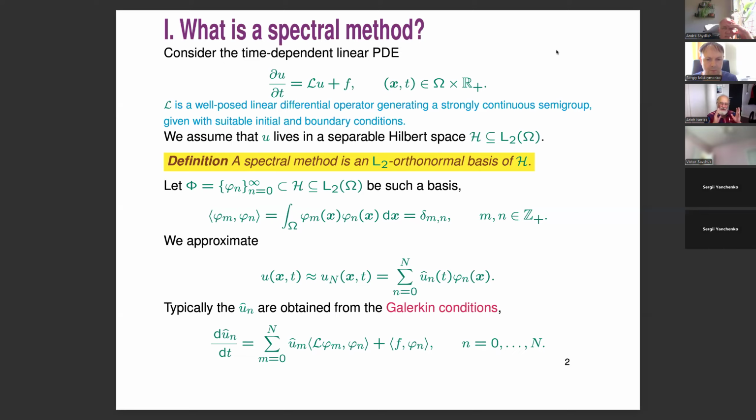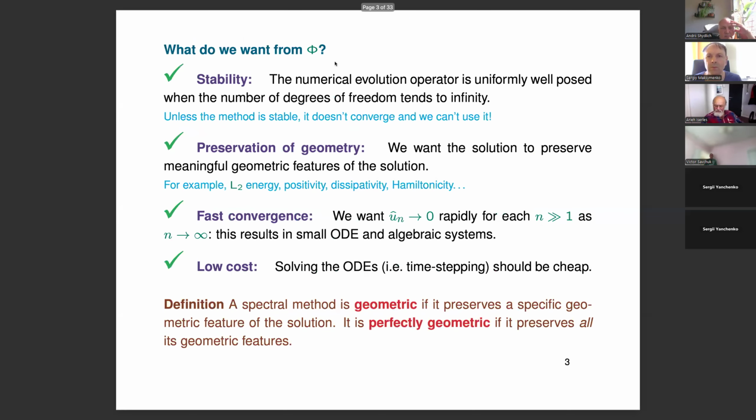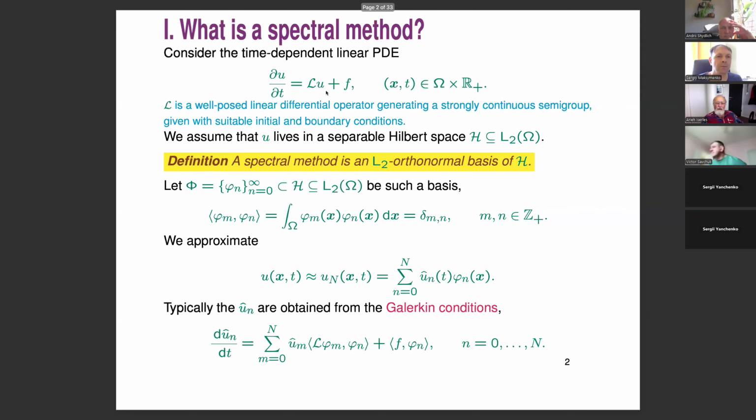Let us suppose that we have a time-dependent linear partial differential equation like here. L is a well-posed linear differential operator generating a strongly continuous semigroup, and the equation is given with some initial and boundary conditions. And x lives in some set omega, t is greater or equal to 0. And we're assuming that the solution is living in some separable Hilbert space, which is either L2 of omega or a subset of it.